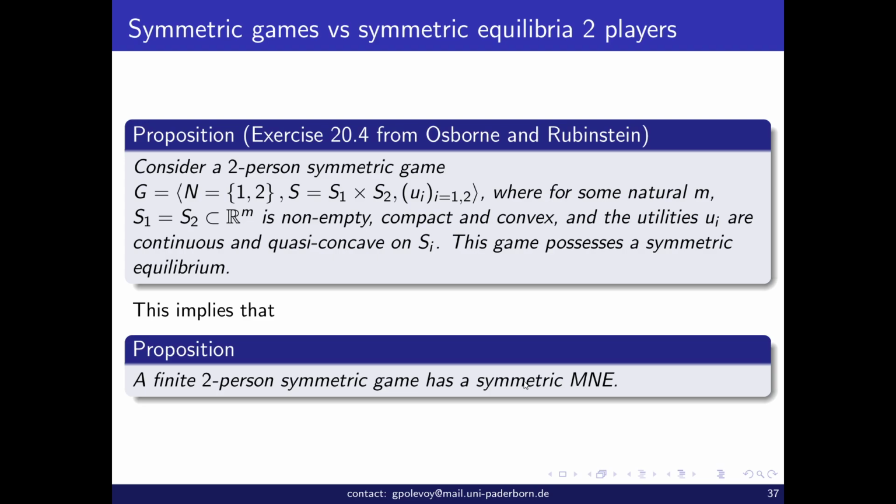And this implies, we'll maybe look at this in the tutorial session, but assuming this proposition, it implies that a finite two-person symmetric game always has a symmetric equilibrium. Not necessarily only that, but it always has at least one equilibrium which is symmetric. How do we deduce that from the proposition? Simple.